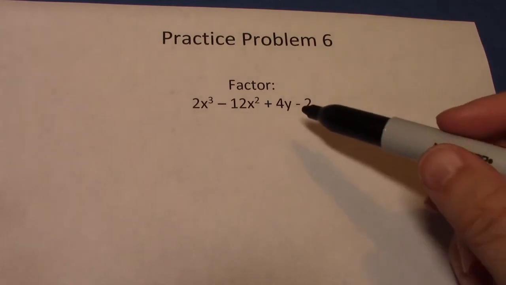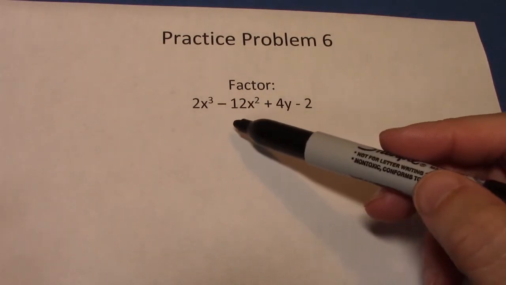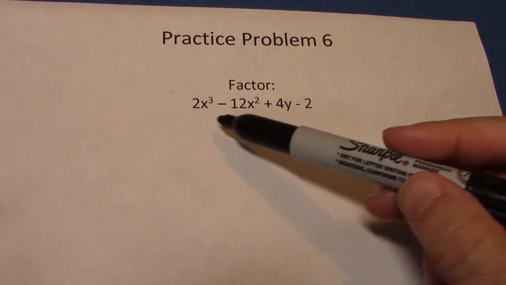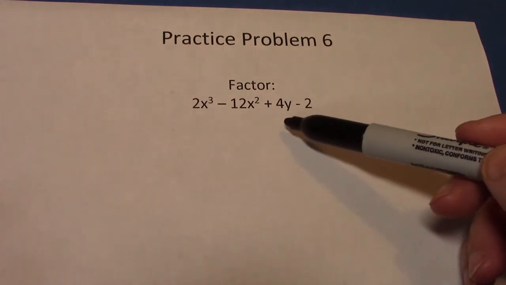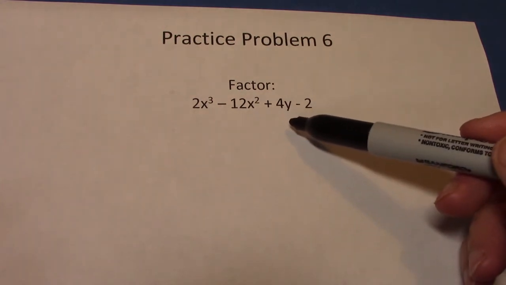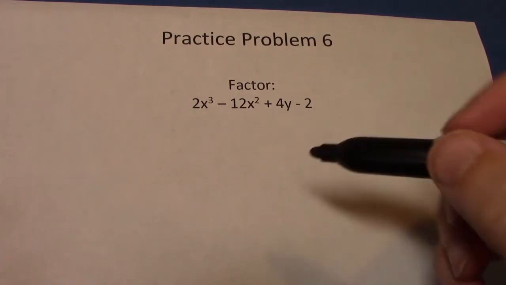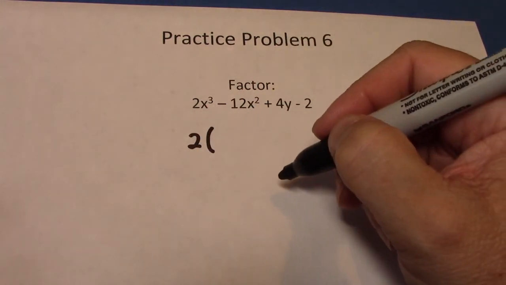Here's problem 6. We'd also like to factor this one. We've got 2x cubed minus 12x squared. So I see they both have factors of 2 and factors of x. Here's 4y. Well, it's still got a factor of 2, but x no longer is a common factor, and this also has a common factor of 2. So 2 is the only thing that we're going to be able to factor out of the whole thing.